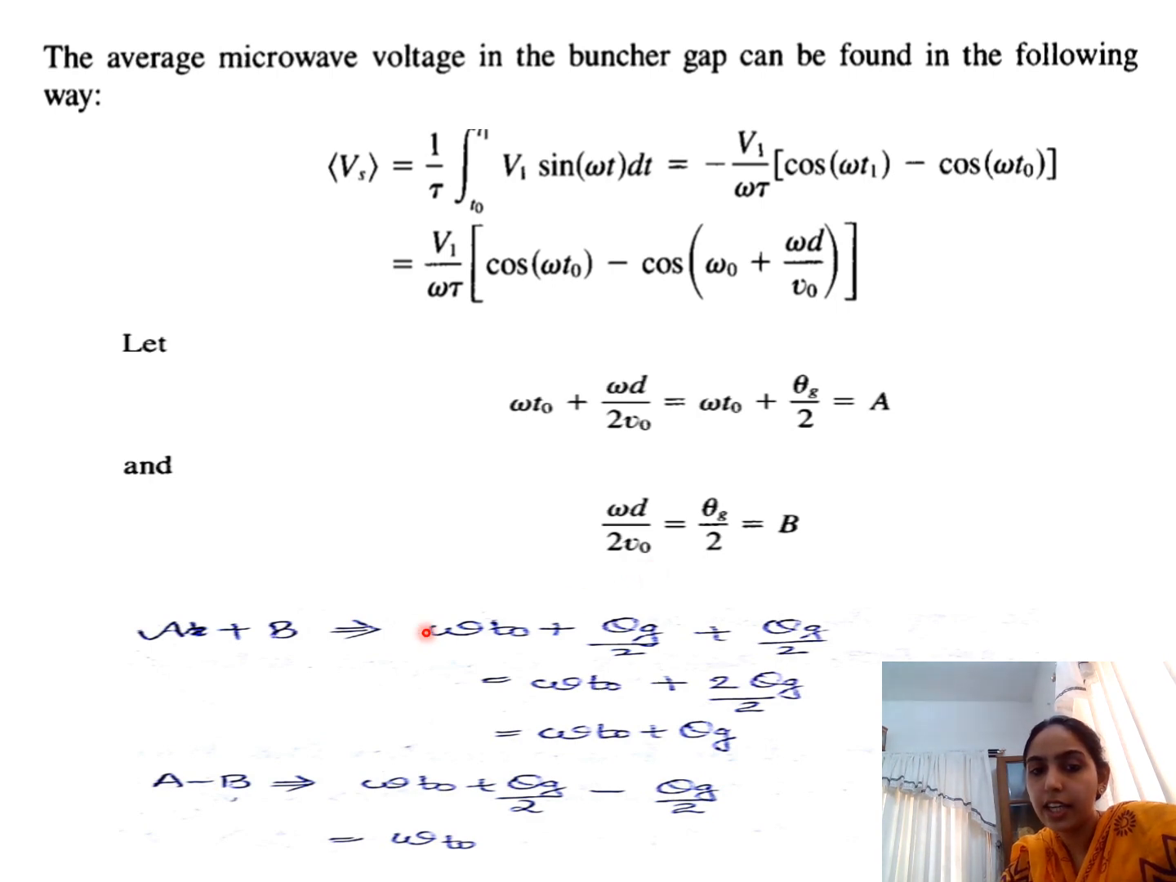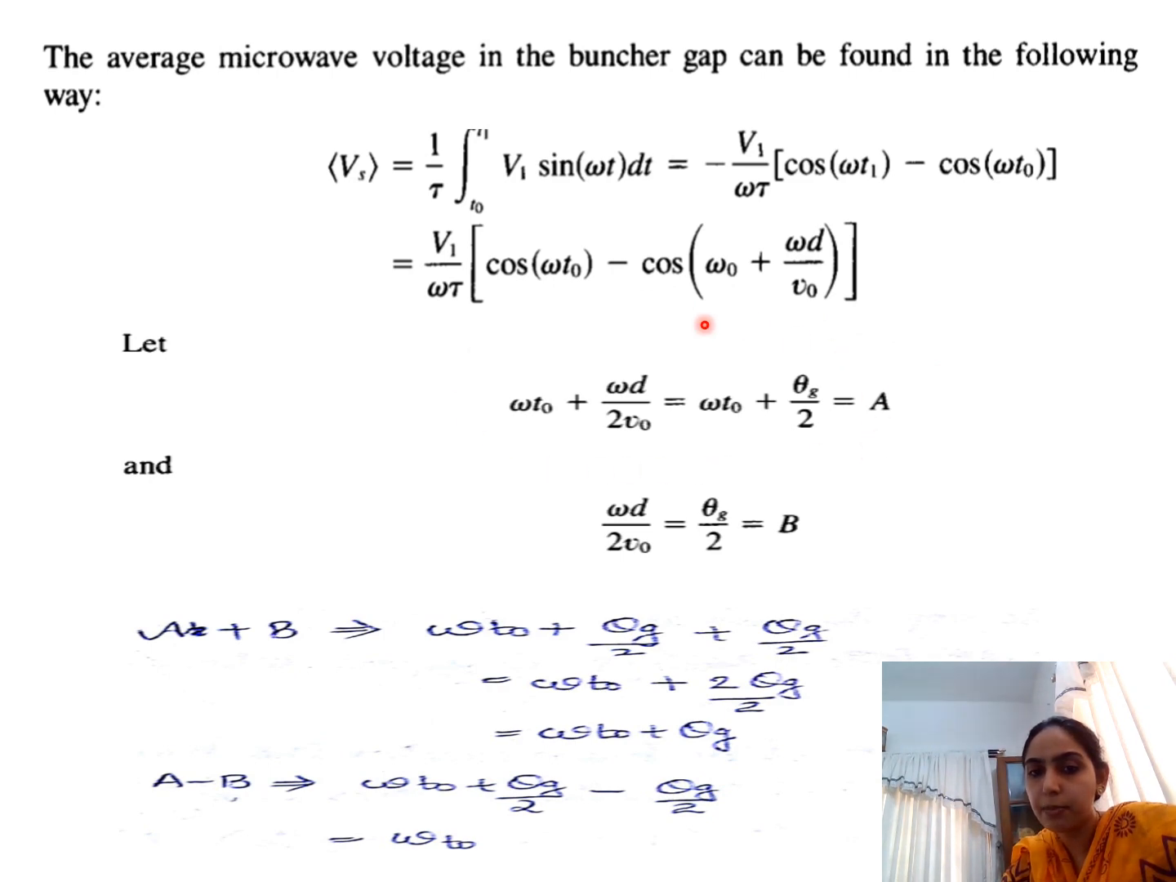Okay, when we are carrying out a plus b and a minus b, we find that our first term, cos of omega t naught, turns out to be cos of a minus b, and this second term is found to be cos of a plus b. So this is nothing but a plus b and this is a minus b. So we have to remember this.